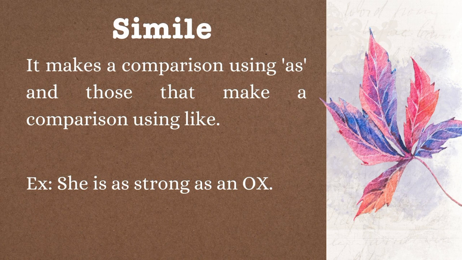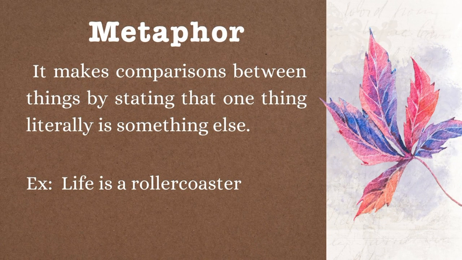Here is an example: she is as strong as an ox. This simile compares a person's strength to that of an ox, suggesting that she is very strong by using as to highlight that comparison. Next is metaphor. It makes a comparison between things by stating that one thing literally is something else. For example, life is a roller coaster.